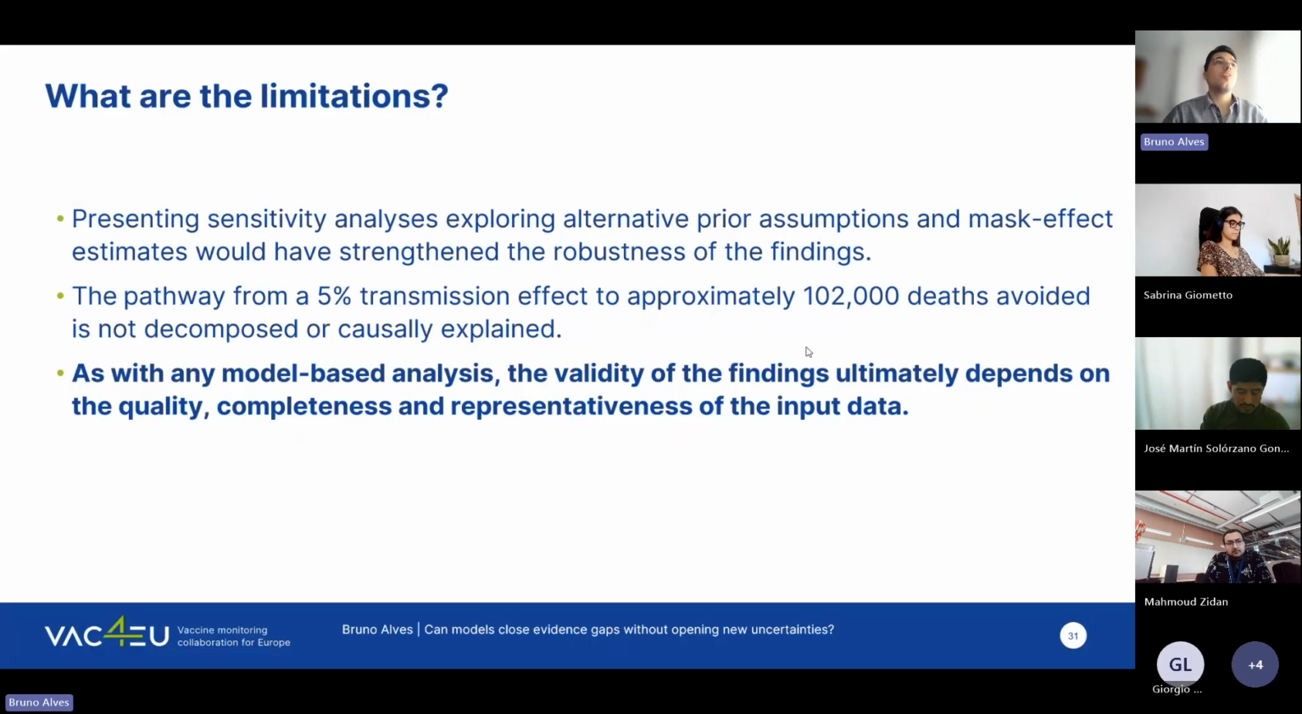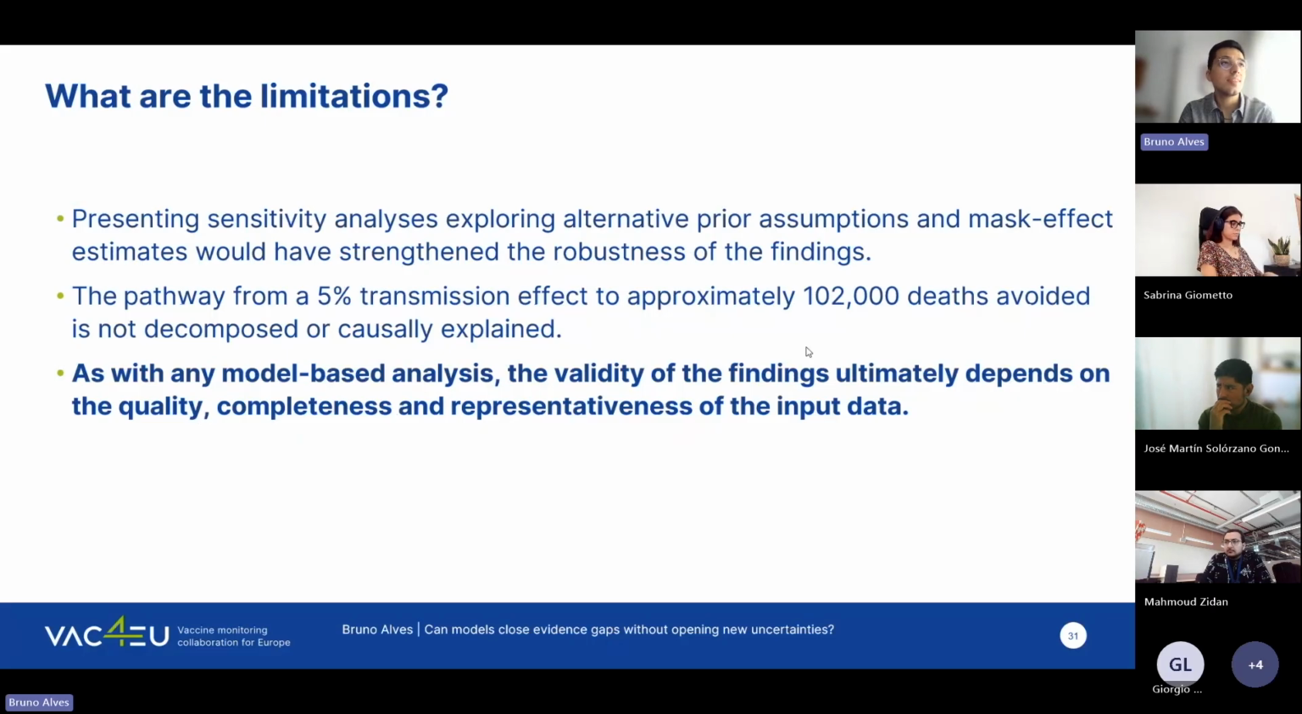It would also have been interesting to do some sensitivity analysis exploring not only these topics that I already discussed, but other prior assumptions regarding the parameters that were already in place in the original DCM COVID-19, for instance the efficacy of COVID-19 vaccines. We are talking about data that were available during 2021 and 2022, and maybe right now we have different data regarding how the COVID-19 vaccine works.